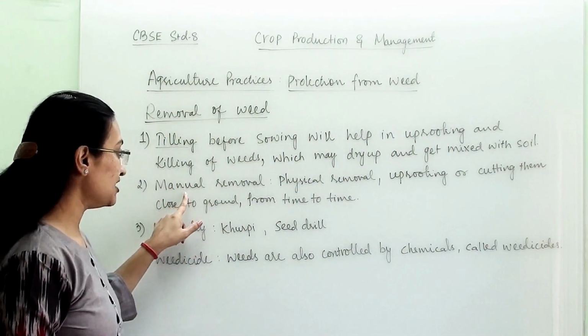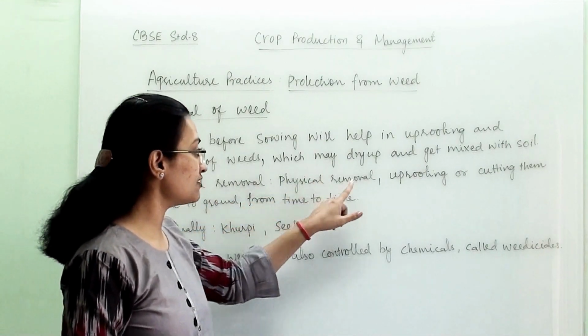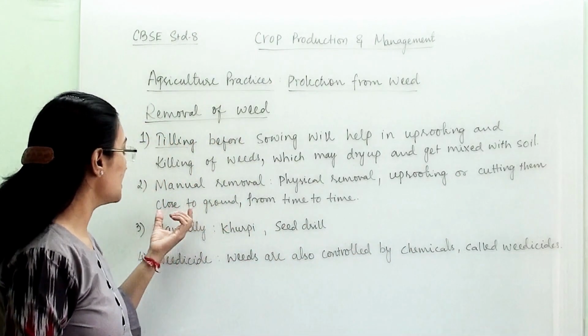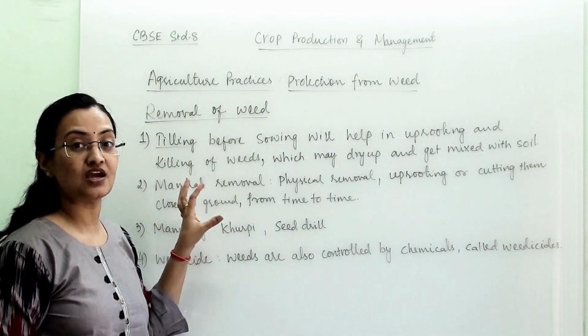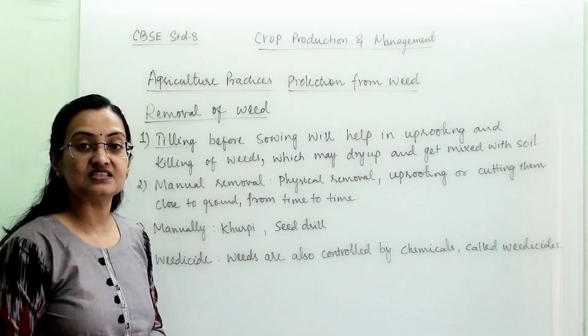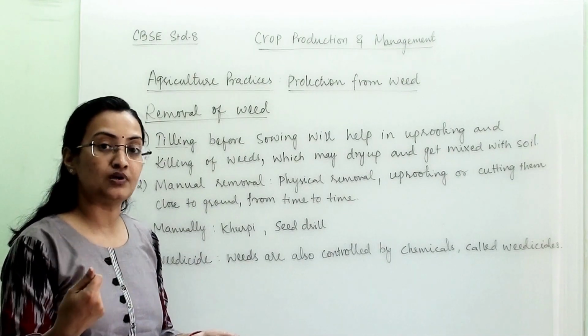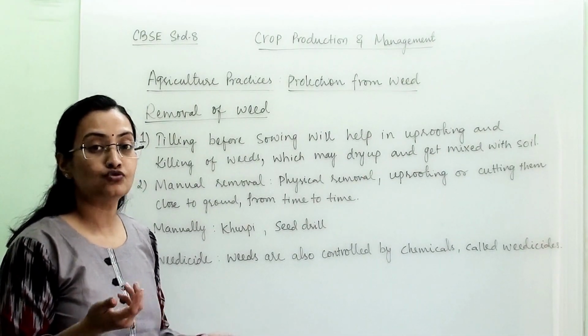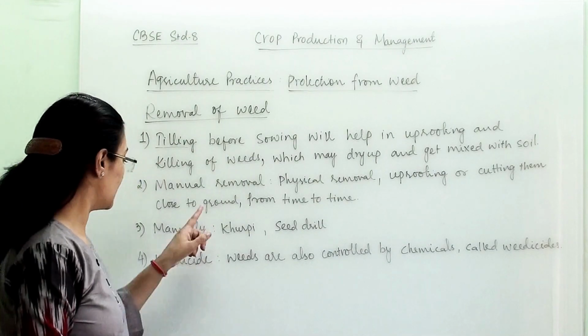Second, it is manual removal, that is, physical removal by plucking the weeds, uprooting or cutting them close to the ground, but this we have to do from time to time. As they will grow, again we have to pluck them. As and when they grow up, we have to pluck them closer to the ground.